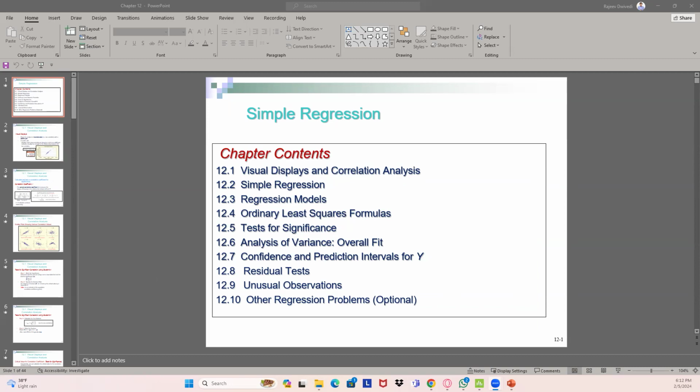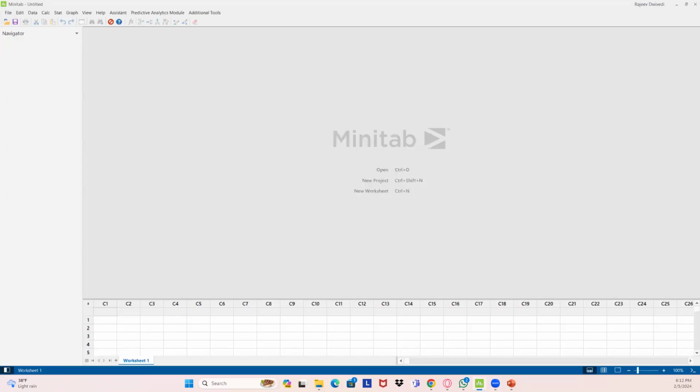so before going into that, let me start with the basic concept of this module with the whiteboard. So it starts with correlation and regression. So first we need to understand correlation. What is correlation? Relationship between two variables.